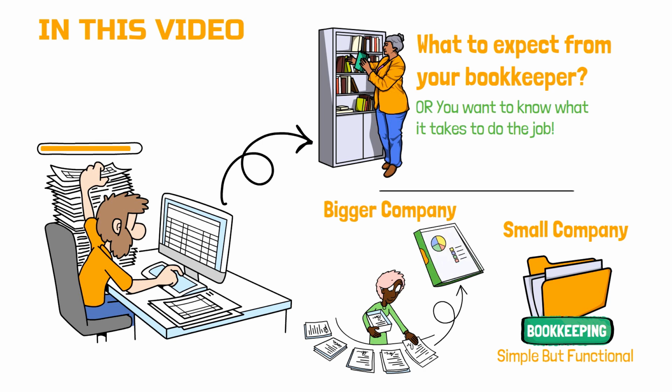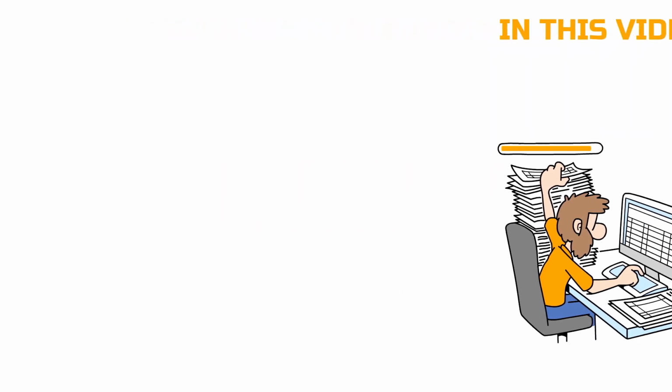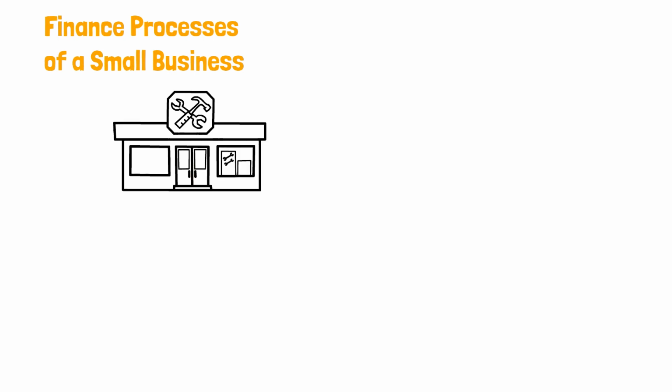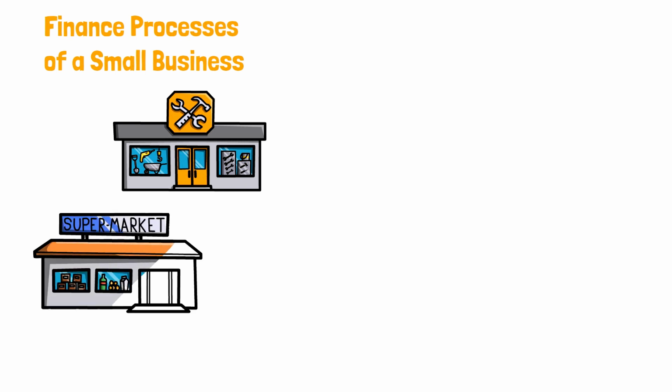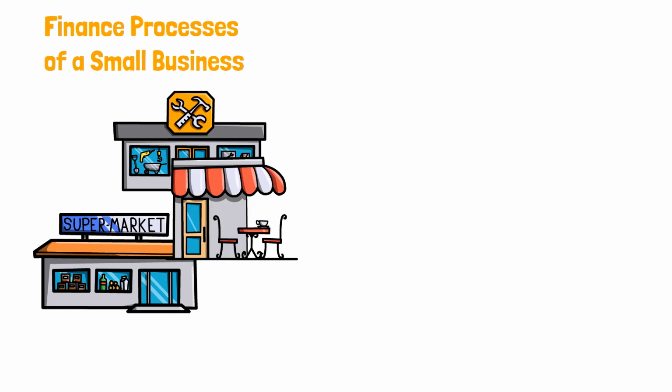Okay, now that we have covered the context of the video, let's start by asking what the finance processes of a small business look like. And by small business, I mean something like a small construction company, a convenience store, a family restaurant, and the like. At this level, we are focused on what needs to happen and not who is doing it.